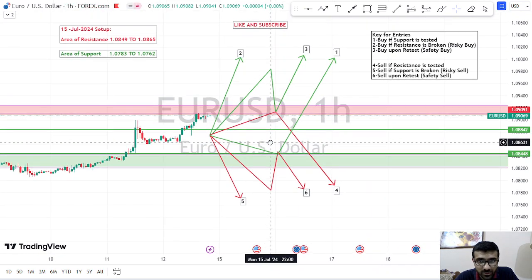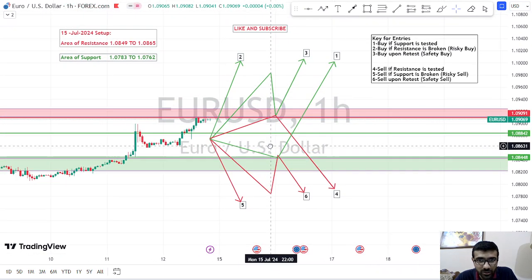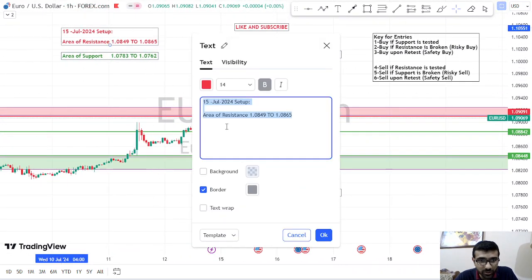Okay, so now let me write down the new area of resistance. So new area of resistance is 1.0900, 1.09009, and the upper area of resistance is 1.0923.